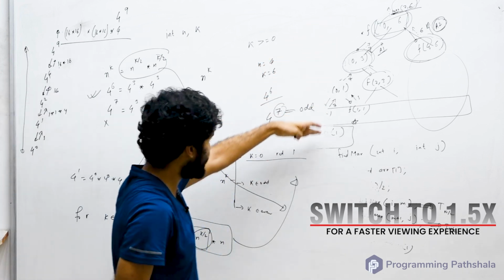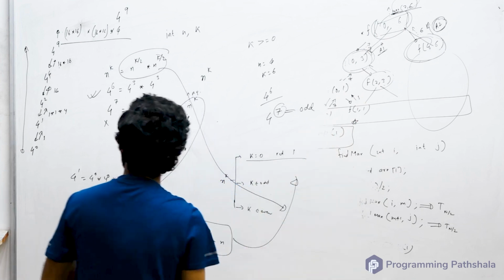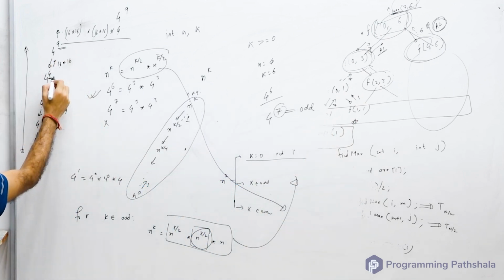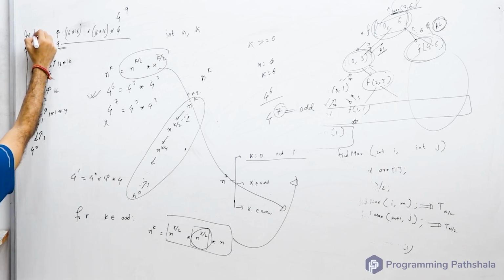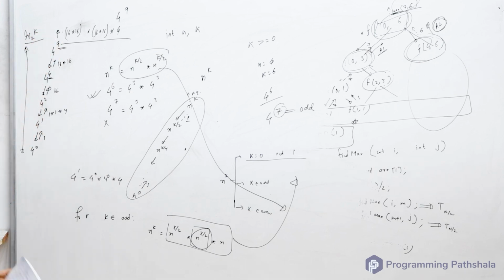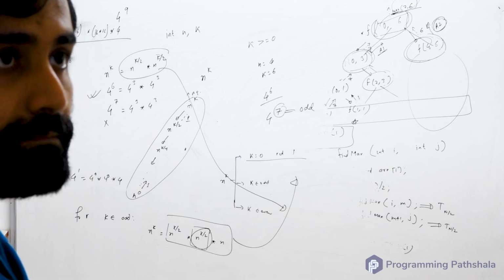What was the height of this tree? Every time your size was becoming half, right? Here also this thing is becoming half. So this thing becoming half will get to 0 in log k steps, log k base 2 steps. Is that clear to everyone? In log k base 2 steps, this will become 0.